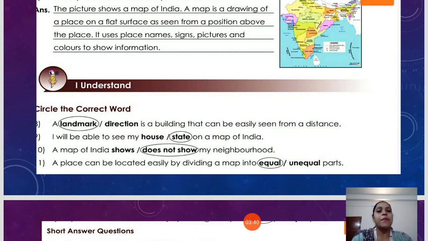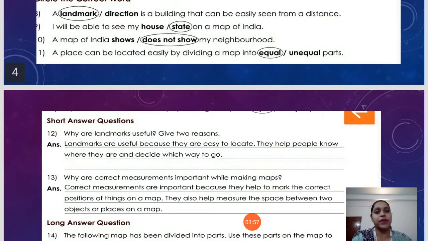Then number 10, a map of India shows or does not show my neighborhood. Yes, it will be does not show. So circle does not show. Then number 11, a place can be located easily by dividing a map into equal or unequal parts. The correct answer will be equal parts.